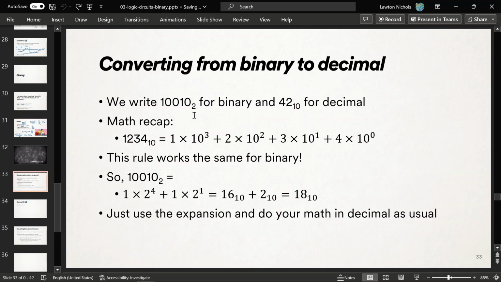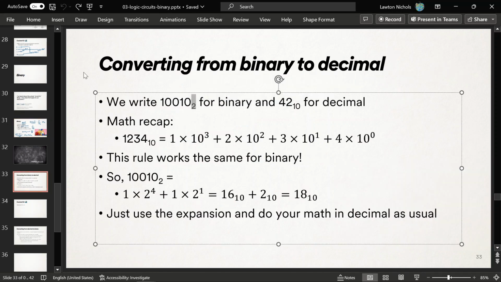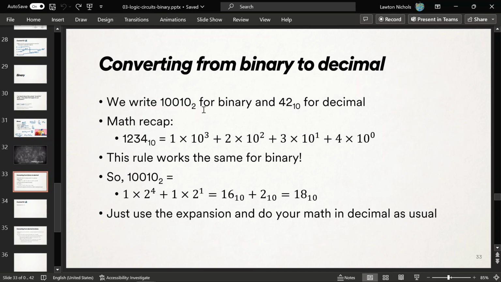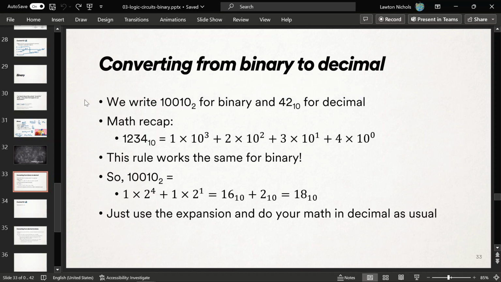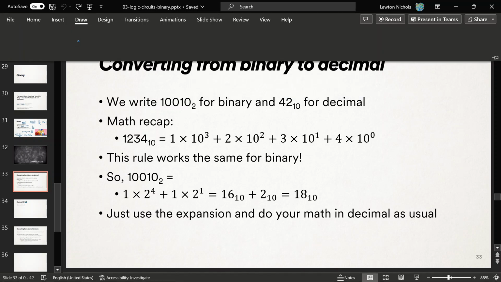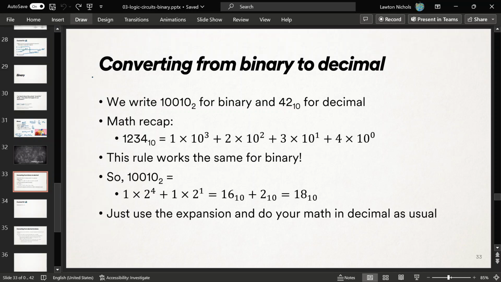If I give you a binary number, remember I'm going to use those subscripts to say I'm working in binary versus working in decimal. Let me show you how to convert from binary to decimal. It's actually the same as converting from decimal to all the different places like we learned about in elementary school. If your teacher put 1,234 in front of you, you first learned to do, oh, that's 1,000 plus 200 plus 30 plus 4, right?